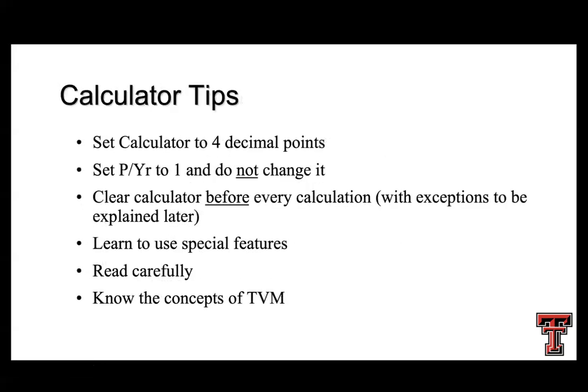All right, so it's just some basic calculator tips. And I'm going to go ahead and pull my calculator up after I go over these really quickly. We always want to set our calculator to 4 decimal places. This just helps for clean and consistent rounding. I'm going to give you the advice, even though it's not required, I think it simplifies to set our payments per year and our compounding periods per year to 1 and leave it that way.